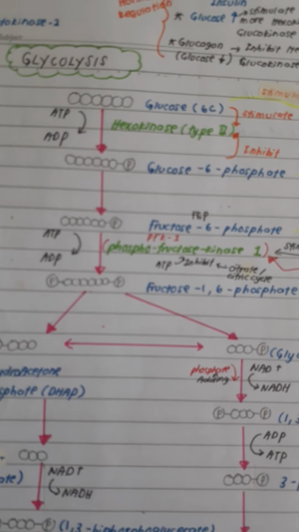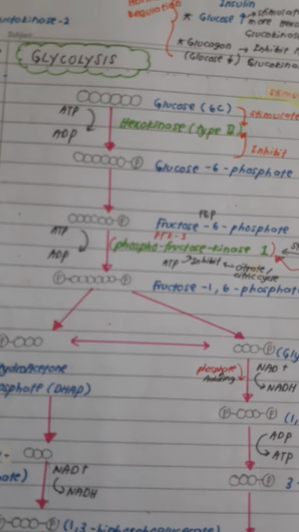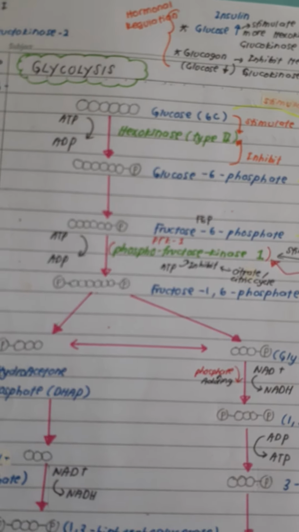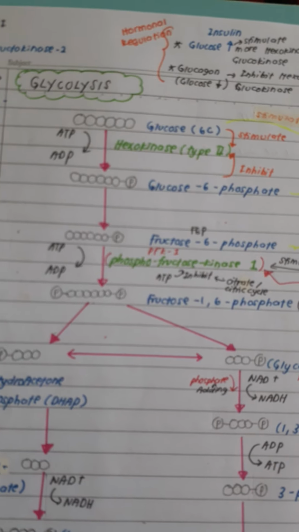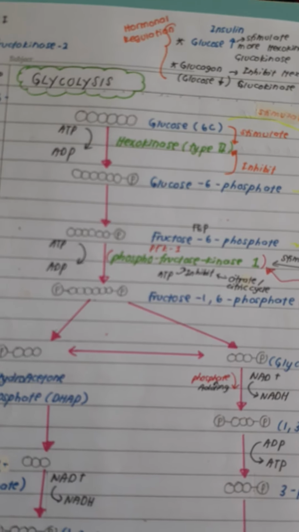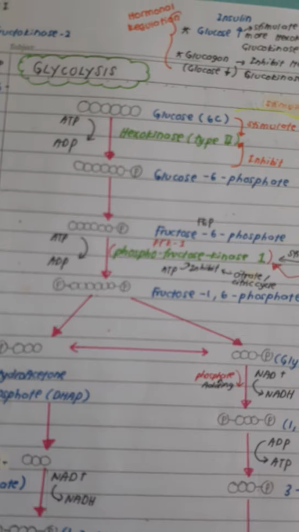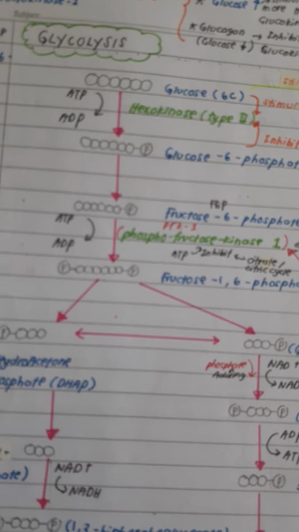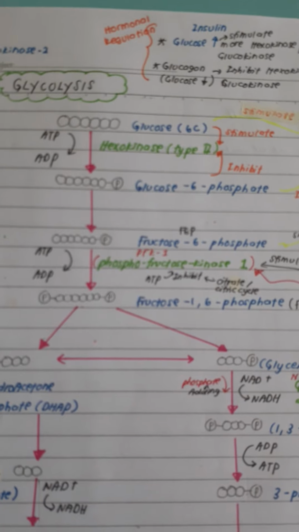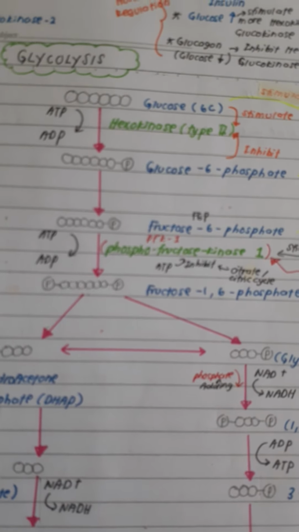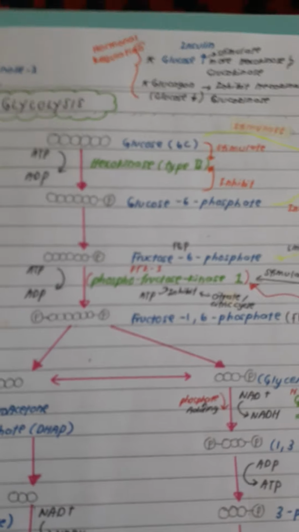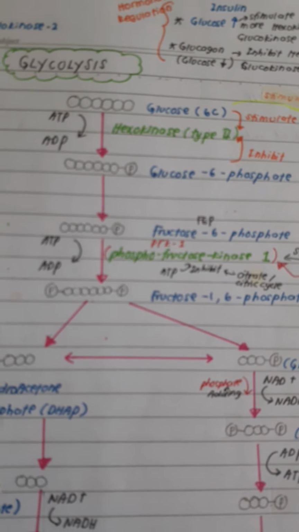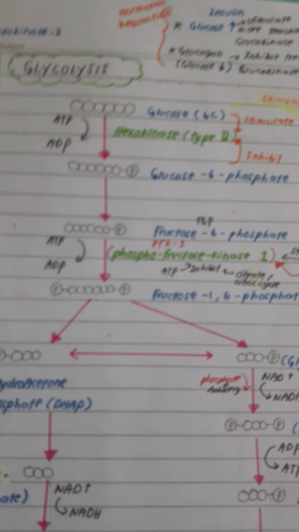For hormonal regulation, when there are more glucose in the blood, it will stimulate more hexokinase and glucokinase. Meanwhile, when there are decreasing of the glucose, it will inhibit hexokinase and glucokinase.